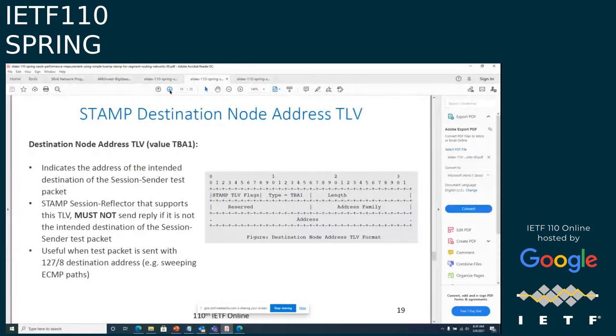So one TLV is for the destination node address. As we mentioned, when we are doing 127 address based probing, we need to identify the actual destination node to avoid false positives. So there is a TLV that carries the address. Next slide, please.